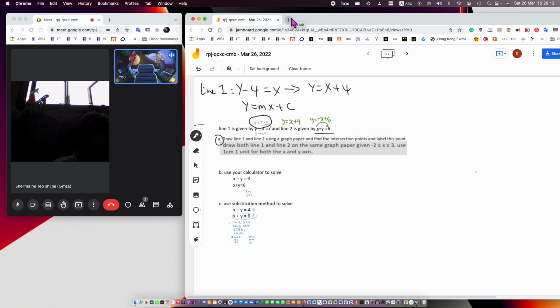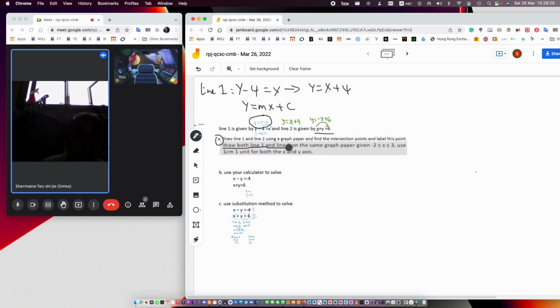You go and look at the question. It says using a graph paper, draw both line 1 and line 2. You read. Draw both line 1 and line 2 on the same graph paper. Repeat the entire question. Draw both line 1 and line 2 on the same graph paper given -2.